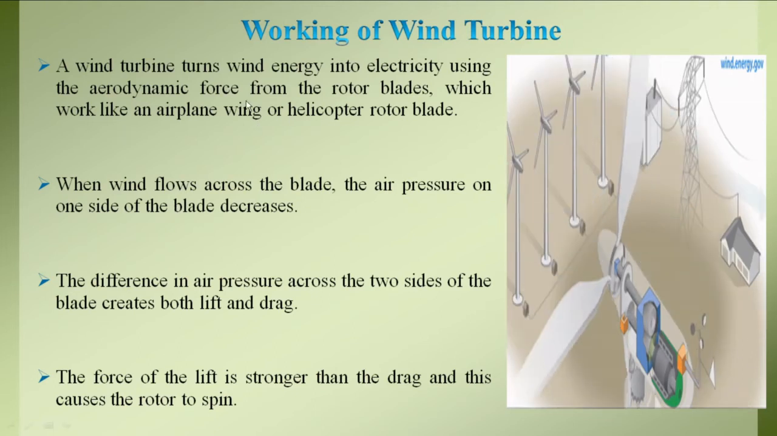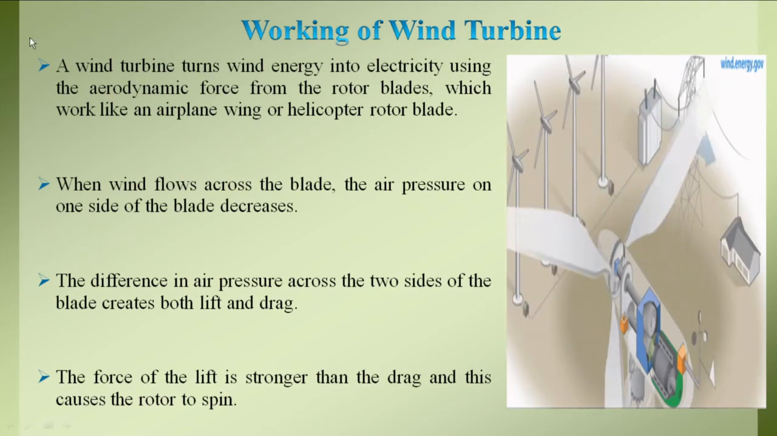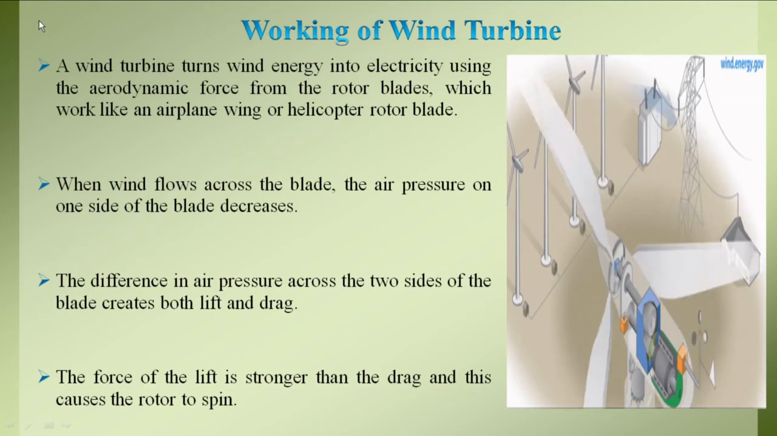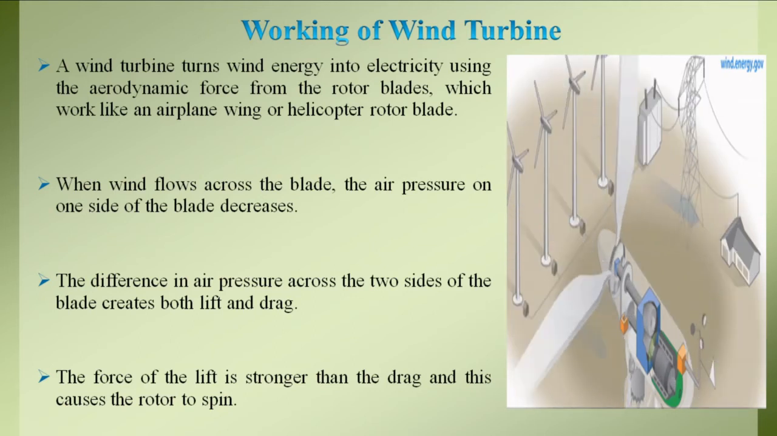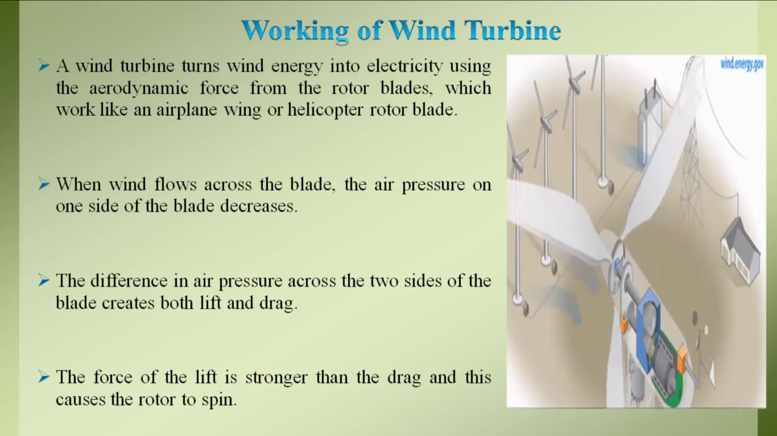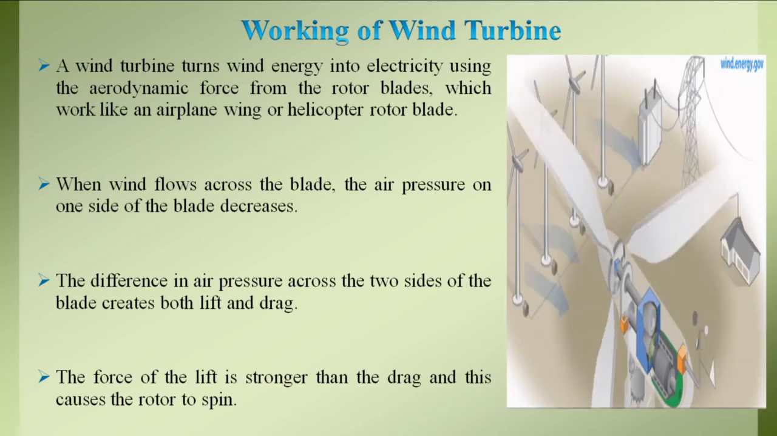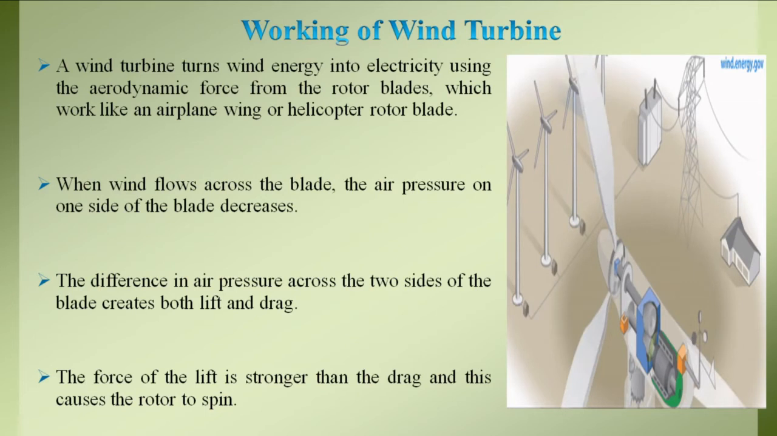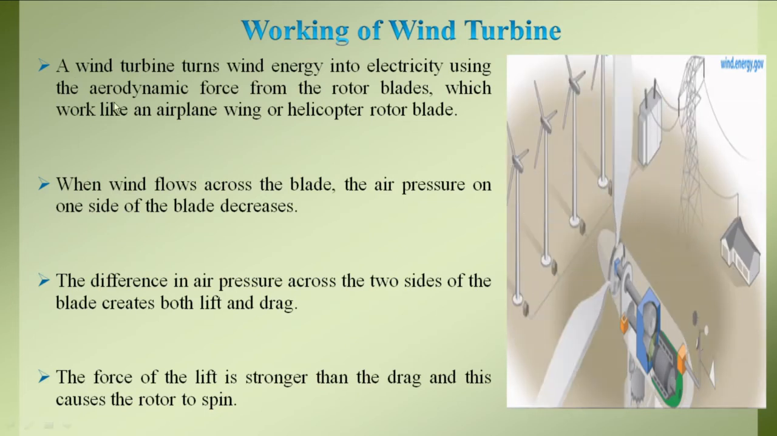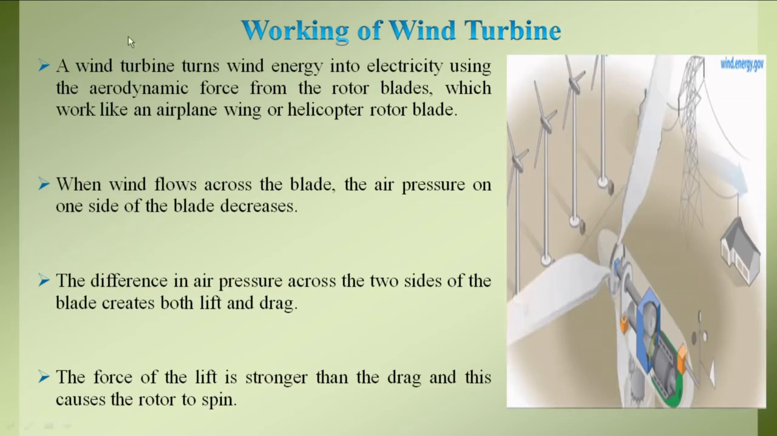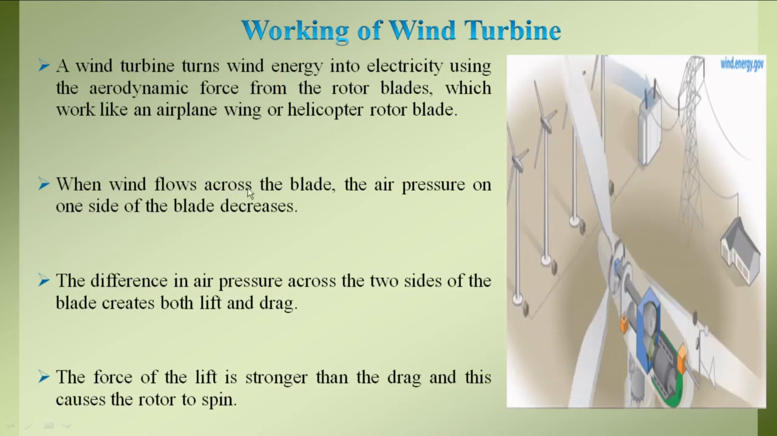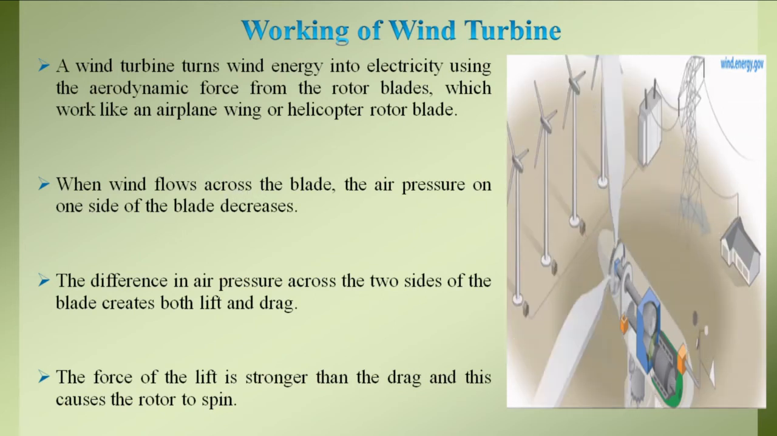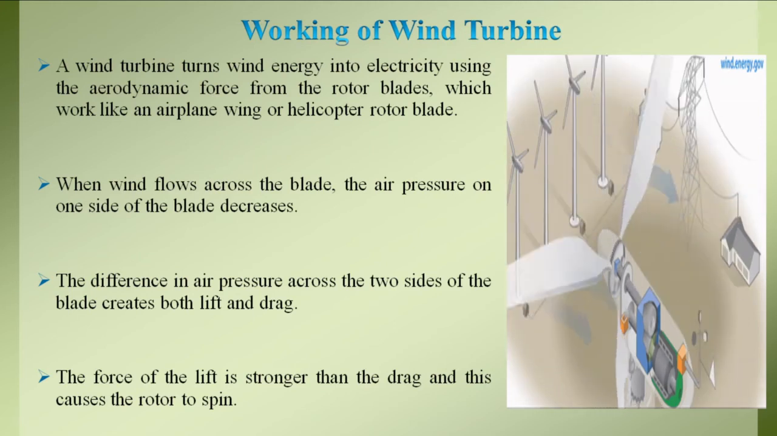As shown in the diagram, whenever wind passes over the rotor blades, low pressure is created on the upper side and high pressure is created on the lower side. Due to this pressure difference, a lift force is generated in the perpendicular direction, and this lift force is responsible for the rotational speed of the rotor. As the rotor rotates at angular velocity, we can easily generate power.